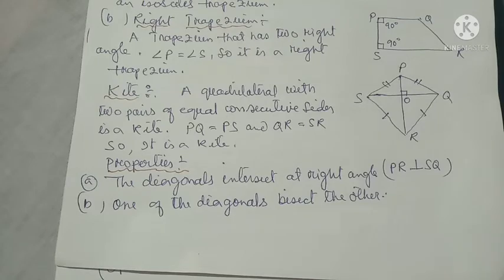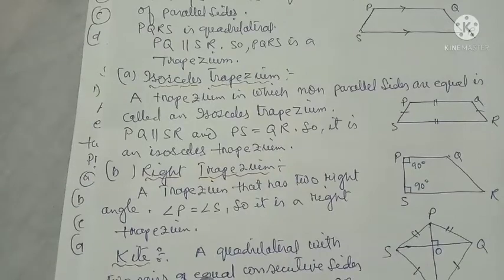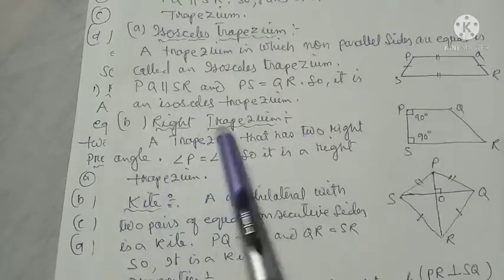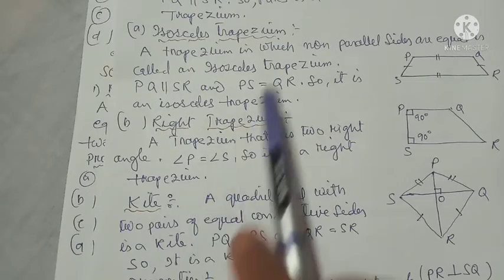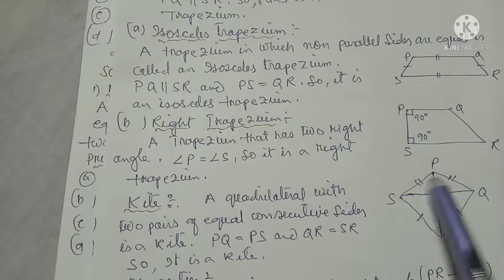So these are the two types we have seen: one is the trapezium and one is the kite. In the trapezium we have two types, that is the isosceles trapezium and the right trapezium, and another kind of quadrilateral is the kite. A kite has two pairs of equal consecutive sides.